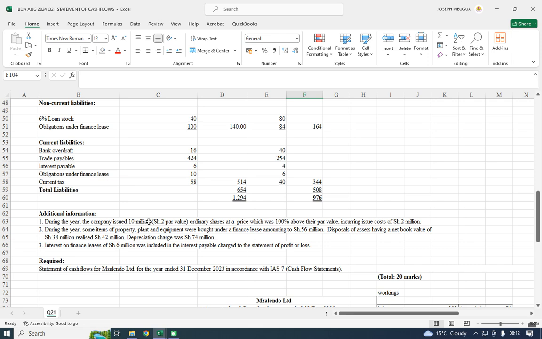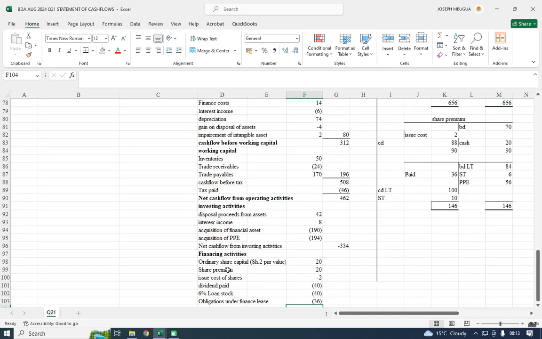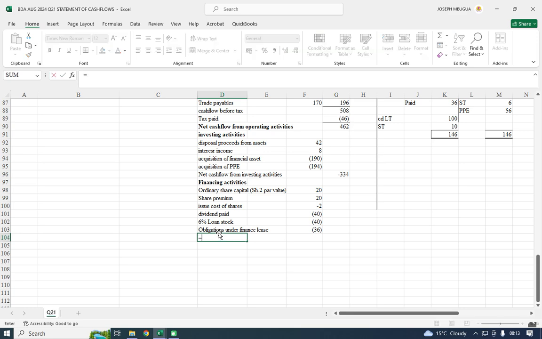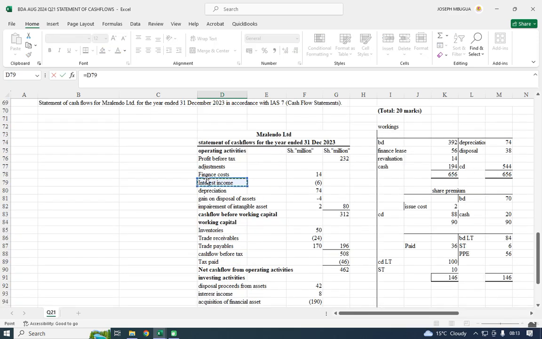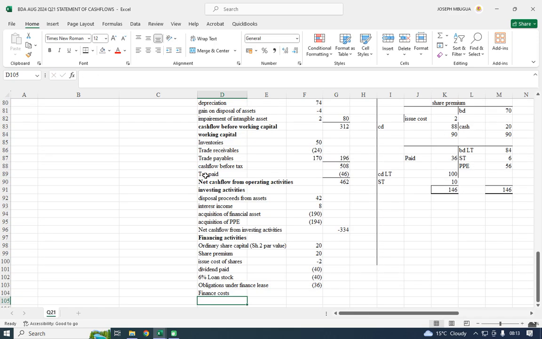Obligation under finance lease. Where bank overdraft, trade interest. For the finance cost now, remember the interest on finance lease of 6 was included under interest payable. That one is okay, it's supposed to be there. So for finance, we shall deal with it plus the interest at the beginning.